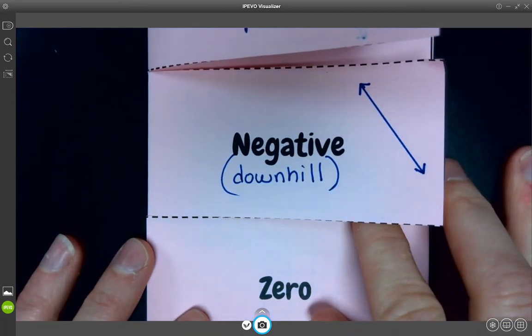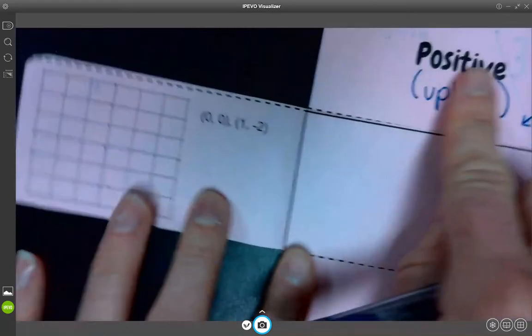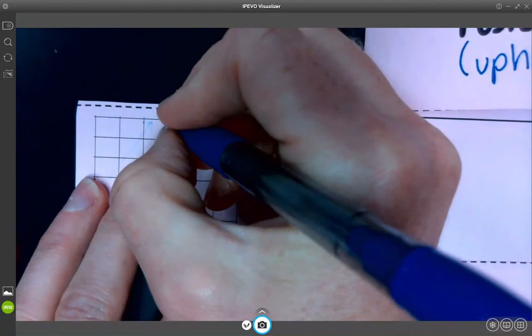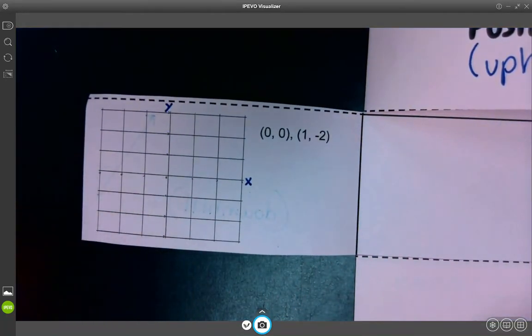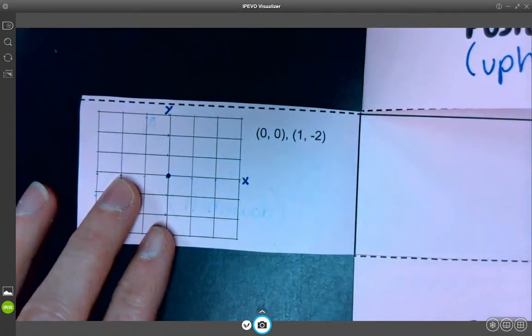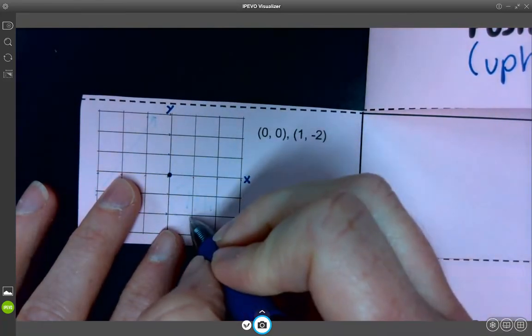So let's plot the points and draw the line. Go ahead and label your x and y axis too. 0, 0 on the origin. 1, negative 2.